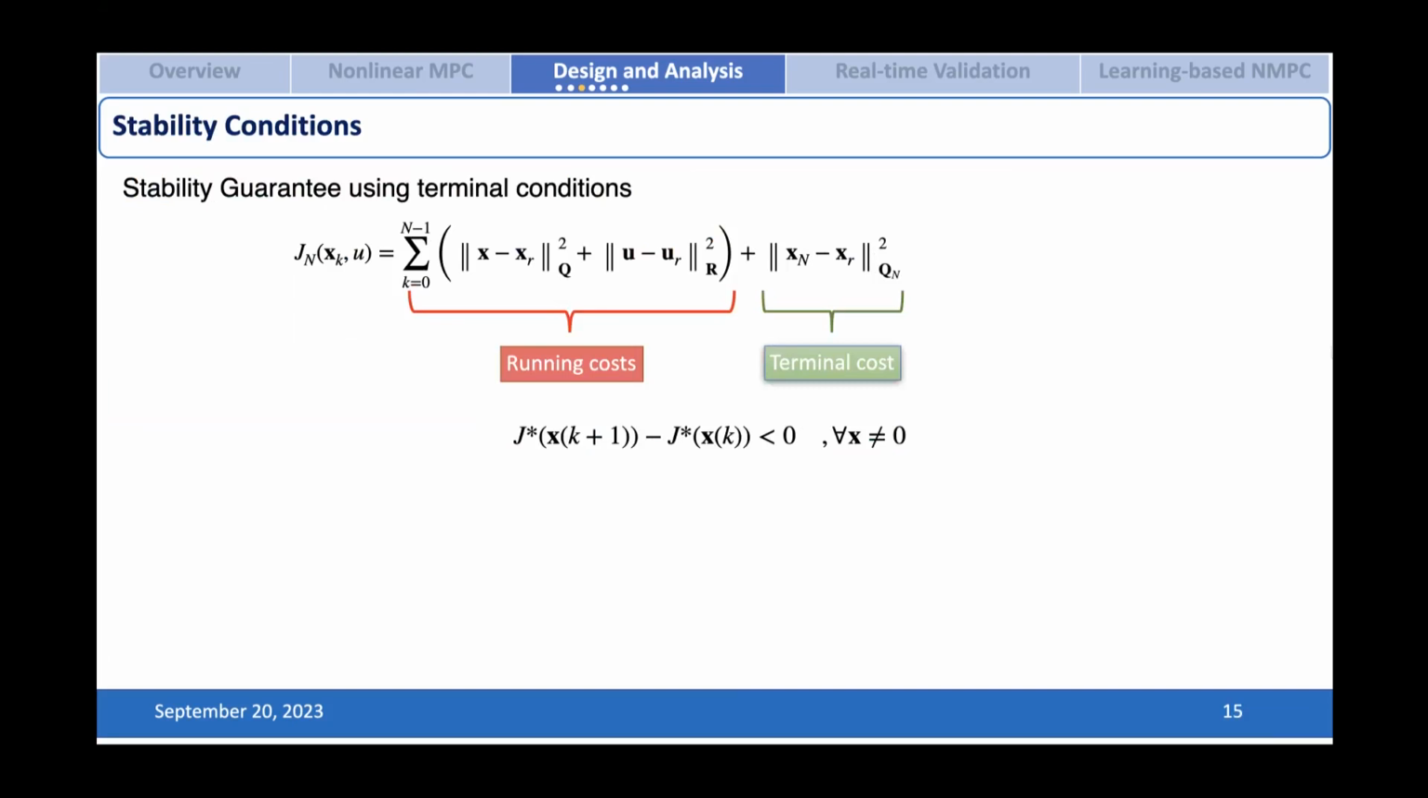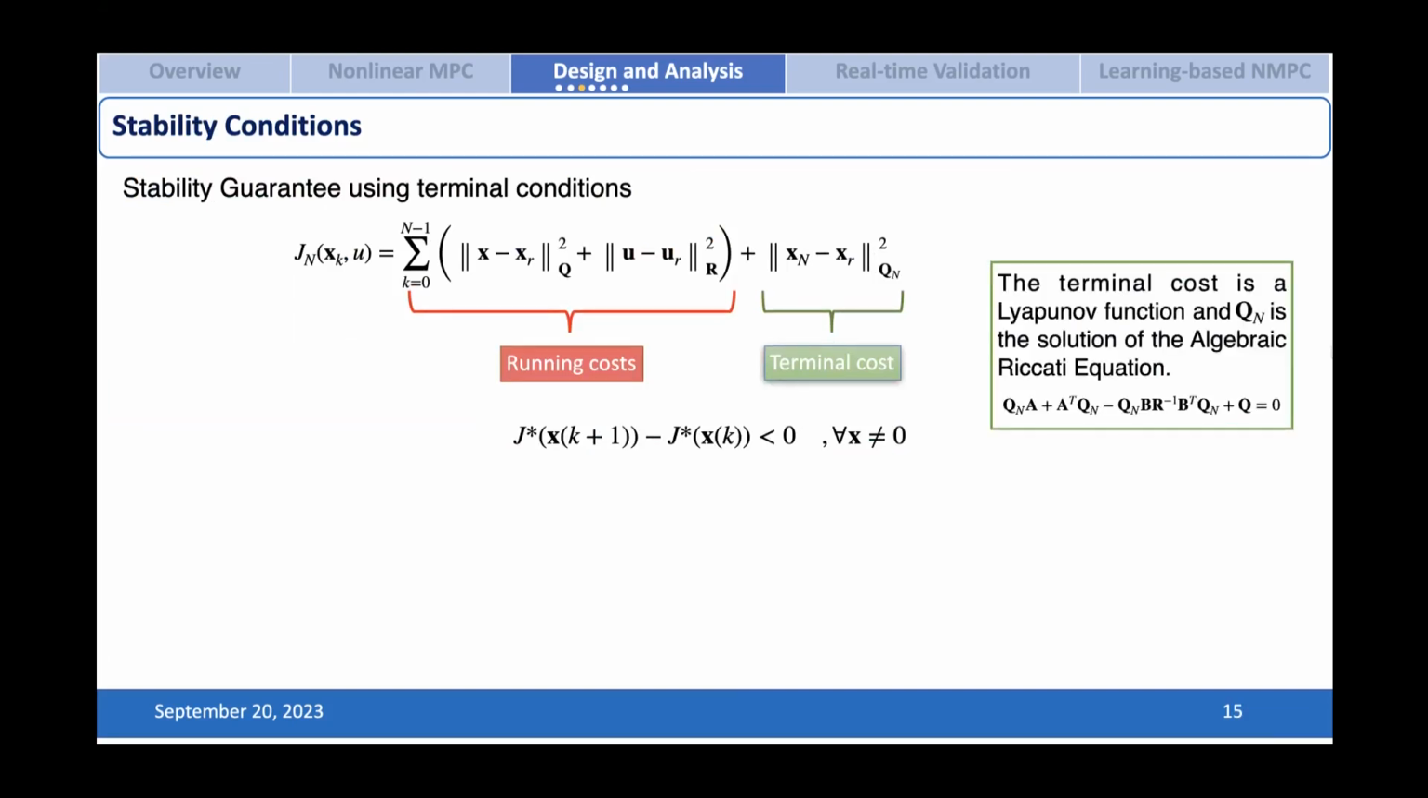So in this case, we have to find the value of Qn and also define the terminal cost. The terminal cost is the Lyapunov function, and Qn is the solution of the algebraic Riccati equation. In this equation, A and B are the linearized matrices of the system, and we have Q and R, which are the weighting matrices of the running cost. Solving this equation, we can find the value of Qn that stabilizes this system.